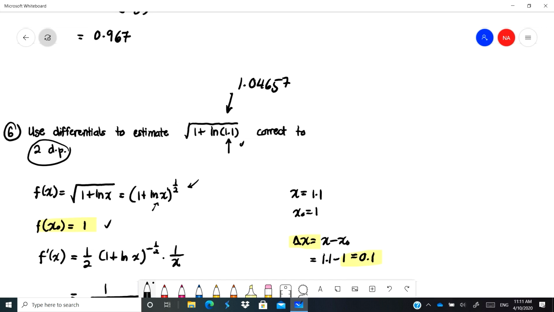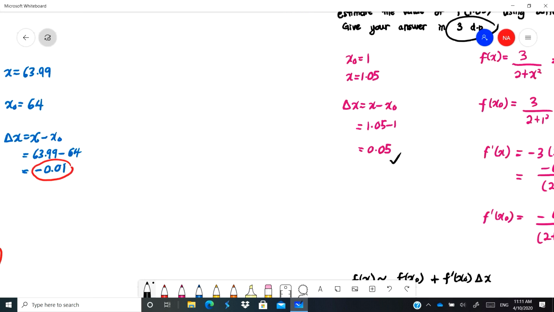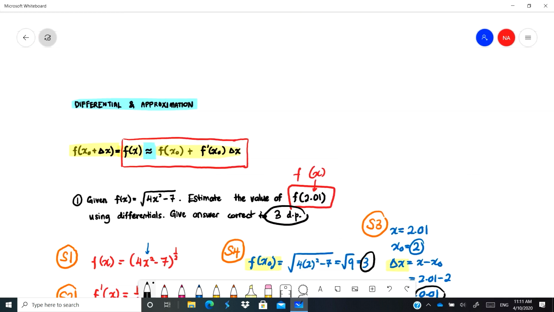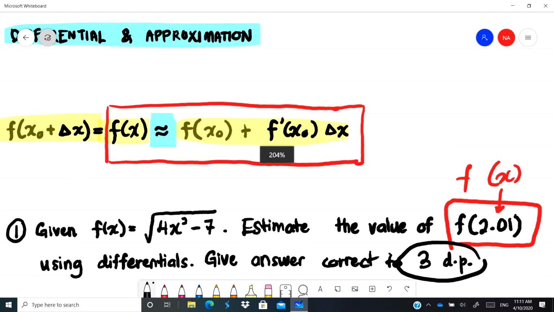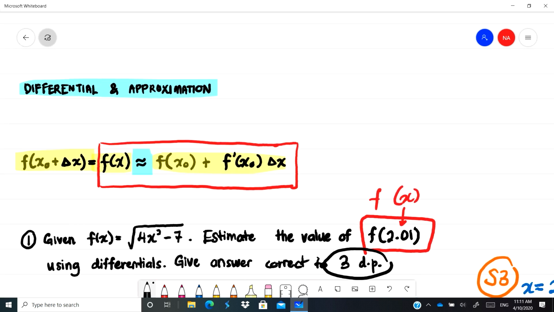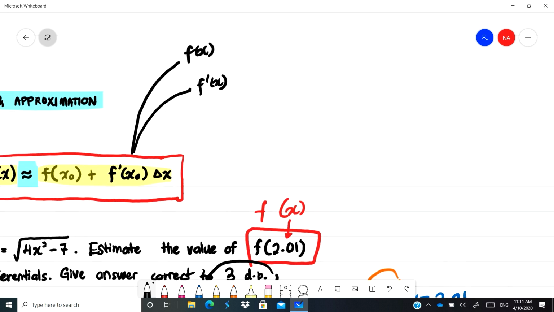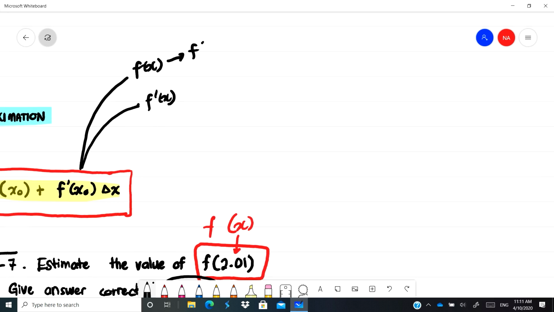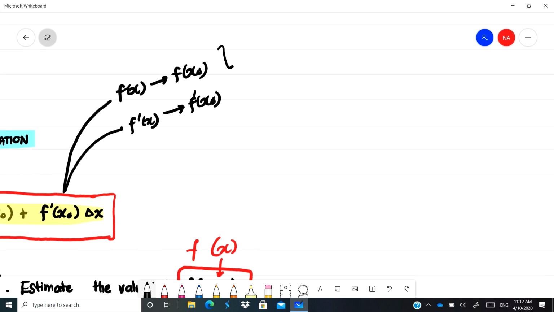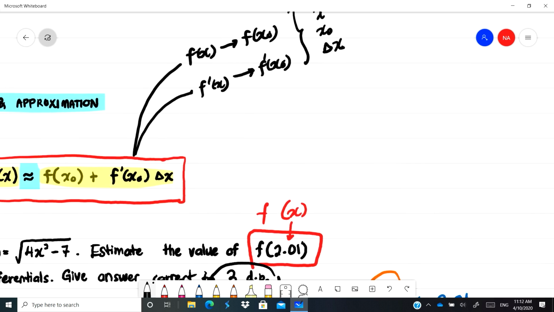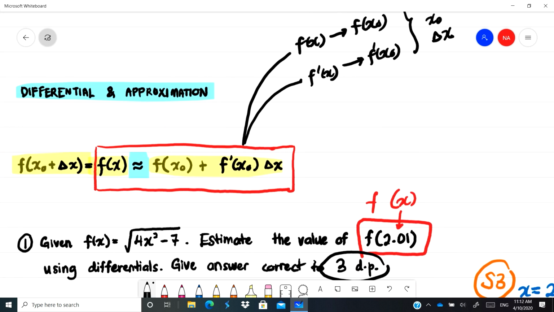All right, so that's basically what differential is. You have to memorize this formula. From the formula, we know that we'll have to find f of x, and then we'll have to find f prime of x. Other than that, we'll have to substitute f of x naught into this formula and also f prime of x naught. So to do this, we'll have to have the value of x naught and also delta x, and then we can use the formula. So that's it for differential and approximation.